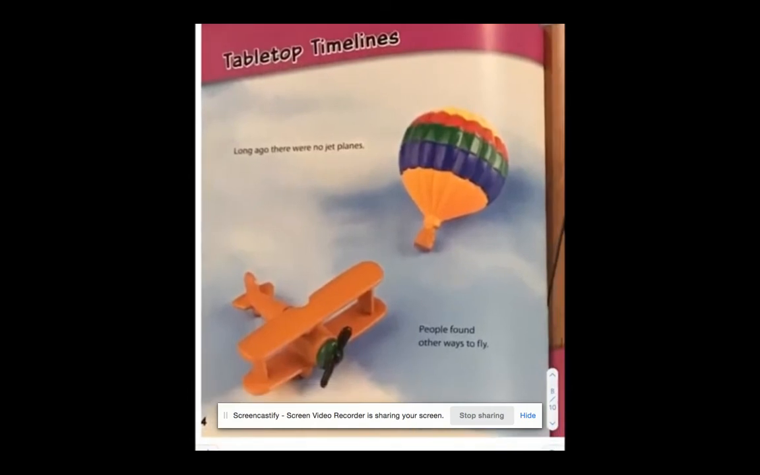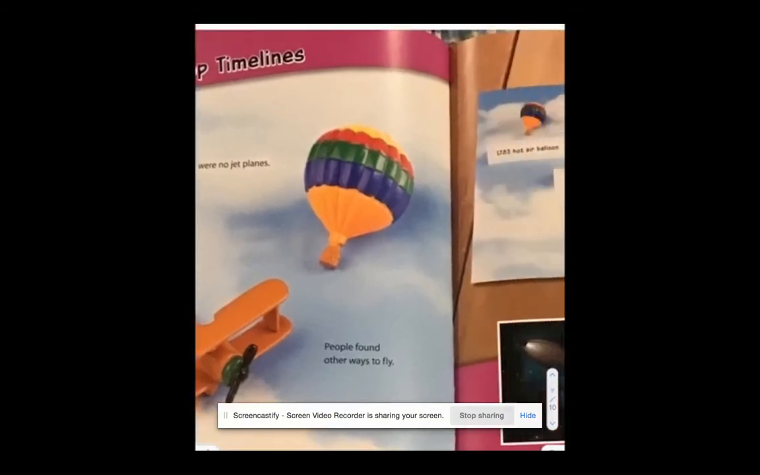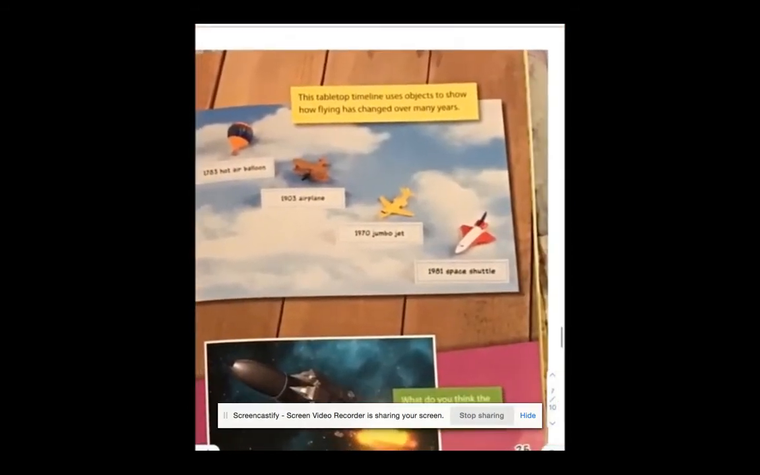Tabletop timelines. Long ago, there were no jet planes. People found other ways to fly. This tabletop timeline uses objects to show how flying has changed over many years. In 1783, a hot air balloon was used. In 1903, an airplane. In 1970, a jumbo jet. In 1981, a space shuttle. What do you think the next way to fly will be?